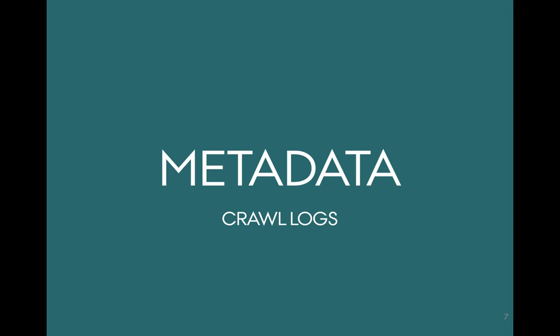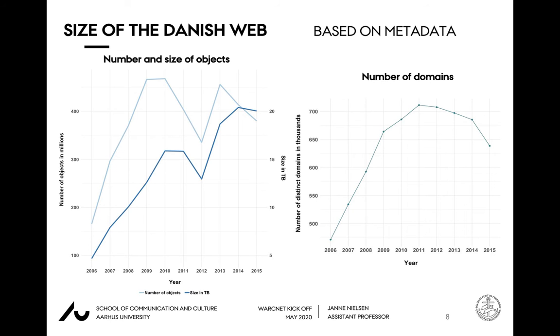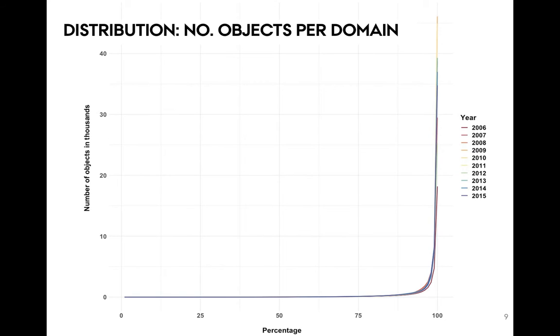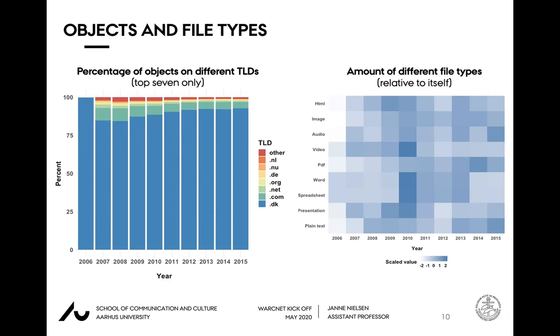So the first data source we use are the crawl logs, and we use metadata to look for different ways of measuring the web. So we look at the number and size of objects, and we look at number of domains. We look also at the distribution of objects. So here you see the very long tail of web data and the distribution of objects per domain. Another thing we look at are different top level domains and how objects are distributed there. And we look at different file types. How does that develop?